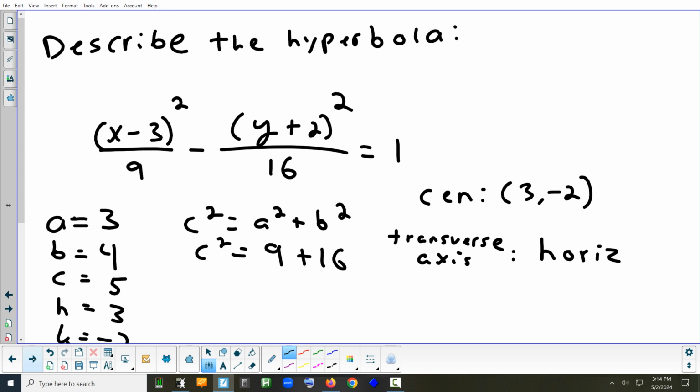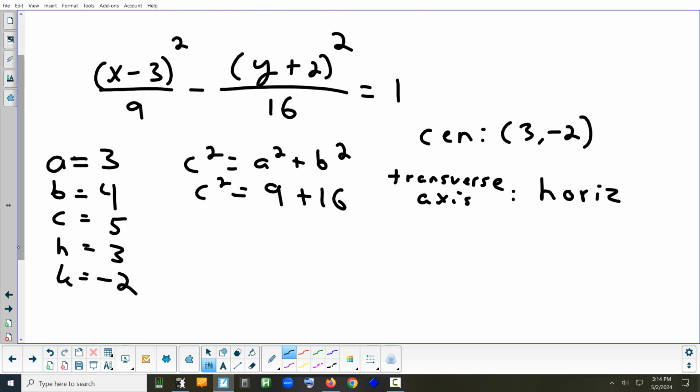So we got the center, we got the transverse axis. What else do we need to identify? The vertices. Okay. How many units away from the center are the vertices? 3. And they are 3 units which way from the center? Left and right. Left and right, horizontal.